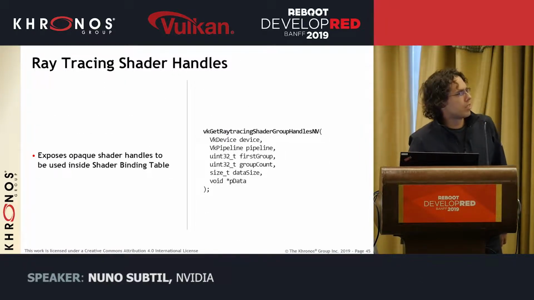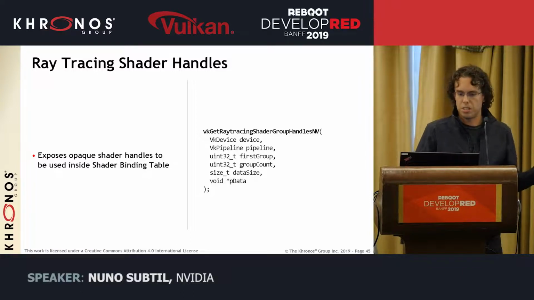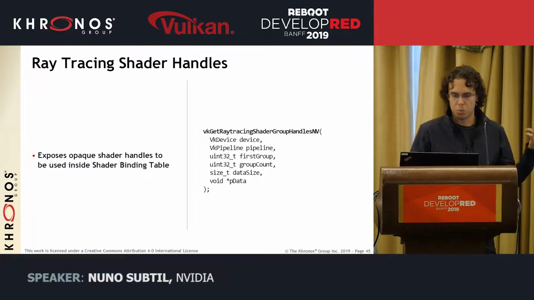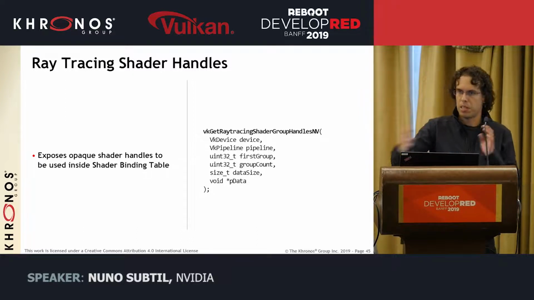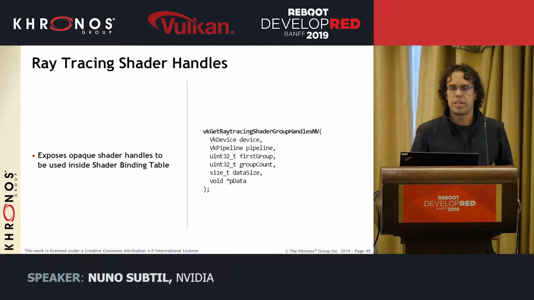The shader handles that we put in the SBT are exposed to the application as opaque handles that you query from an API call on the CPU side. So the flow is: compile the PSO, then query the shader handles, and then write those handles back into the SBT in the appropriate locations.